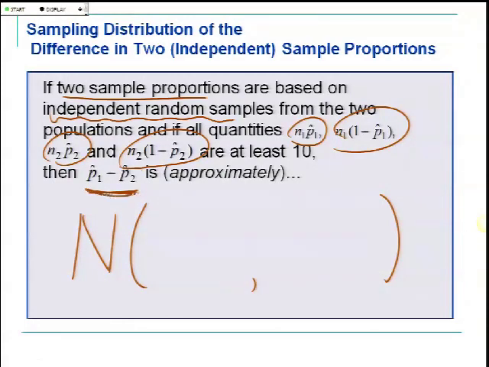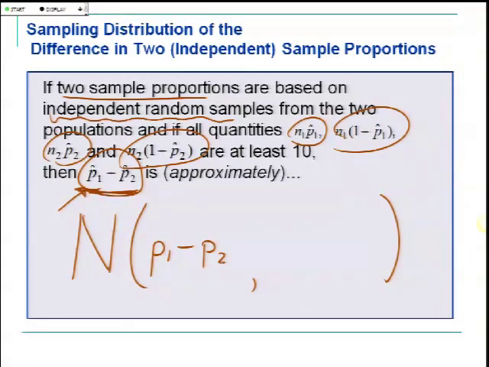If I want the mean of the difference for p hat 1 minus p hat 2, I just take the difference in the means. And each p hat is going to be right around its true proportion p. So the difference in the means is the difference in the true proportions. Again, a nice unbiased estimator. The difference in your sample rates will, on average, be equal to the true difference in your population rates.